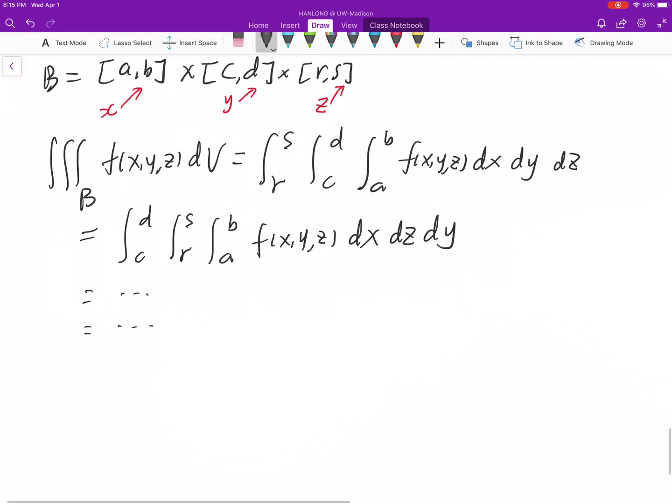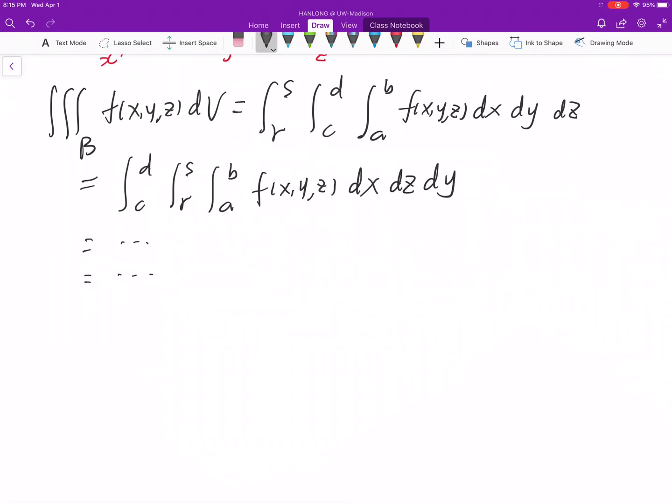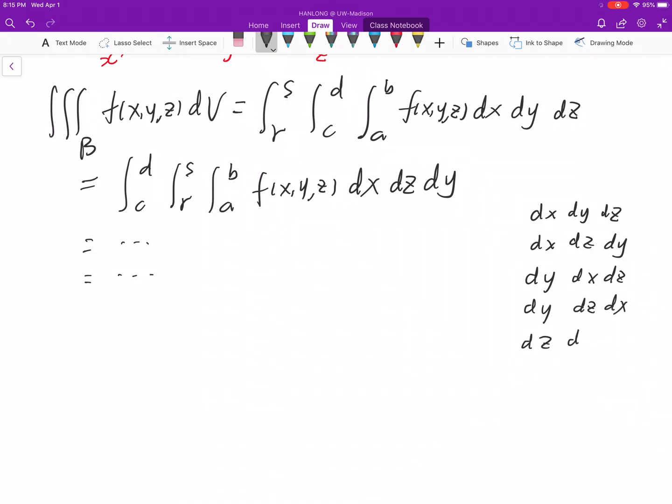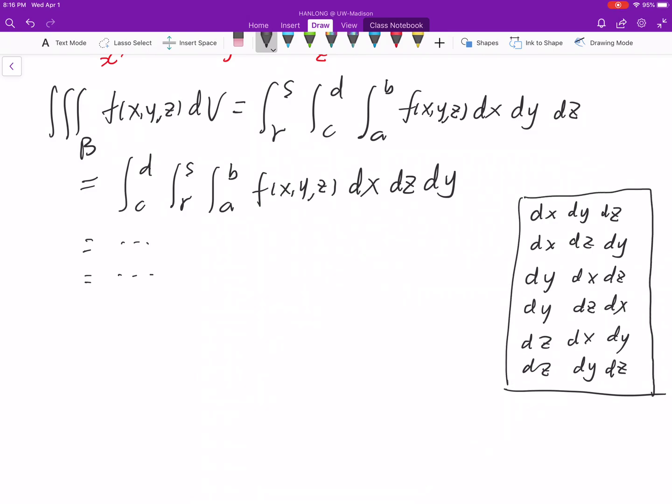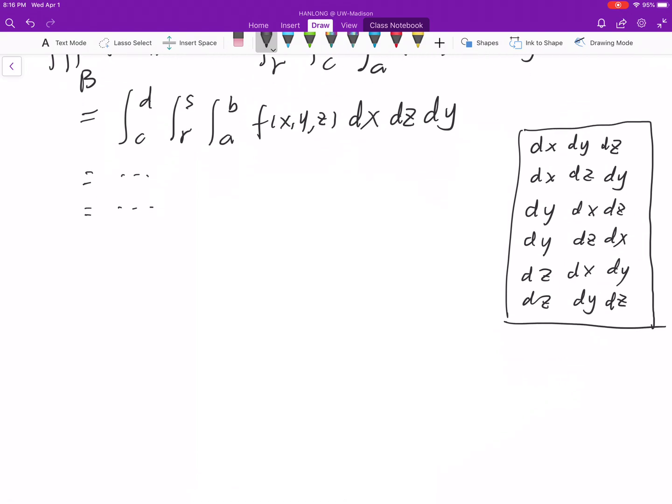And how many different ways we have to calculate depends on the order of dx, dy, dz. So you may have dx dy dz, dx dz dy, dy dx dz, dy dz dx, dz dx dy, dz dy dx. If you learn a little bit of combinatorics or computer science, you know that's all the possible permutations of three objects.